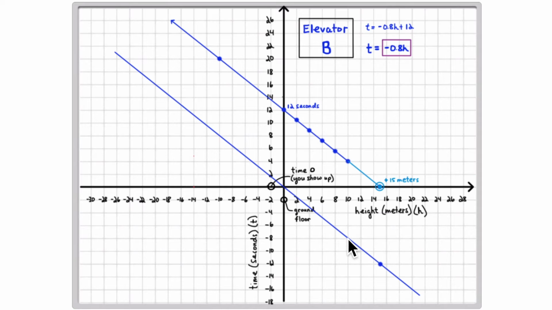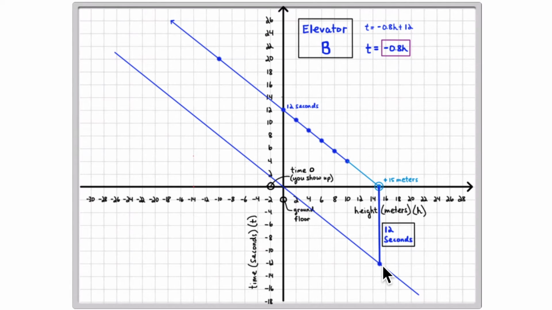So imagine you're walking up to the elevator. This elevator is going down, down, down, down, down, and it finally gets to ground level as you walk up. That took these 12 seconds right here, because it was at negative 12 seconds. I'm sorry, it was at 15 meters 12 seconds before you showed up.